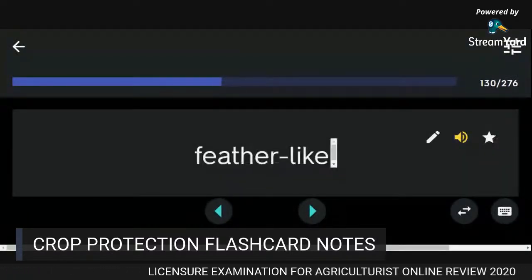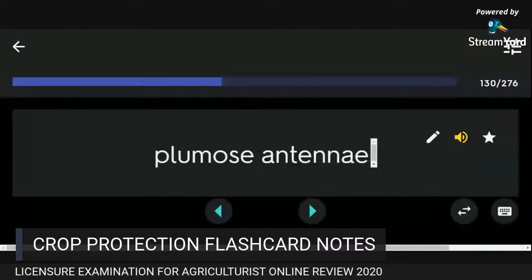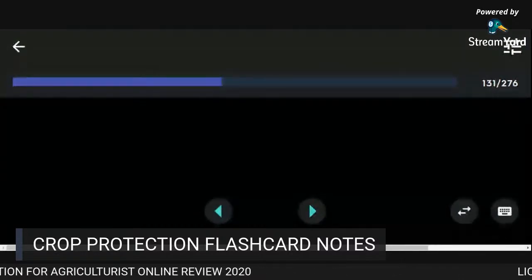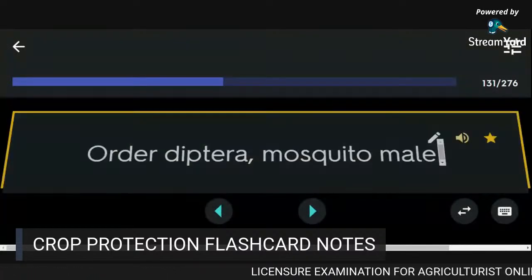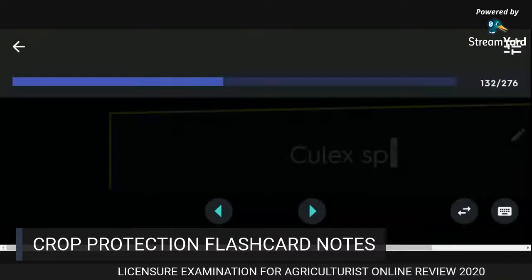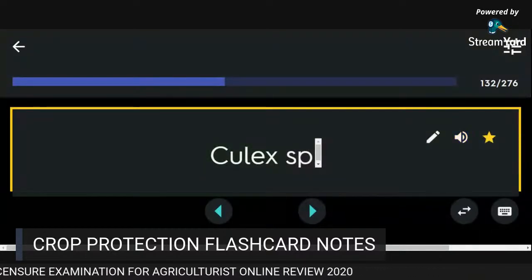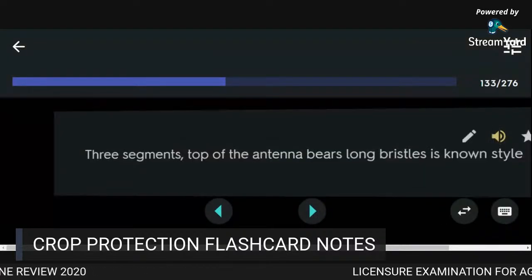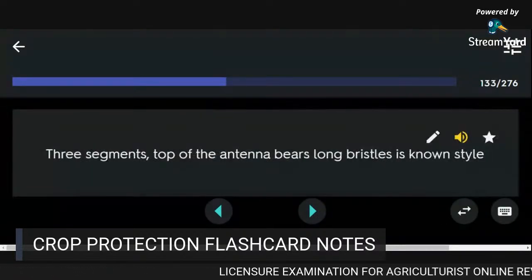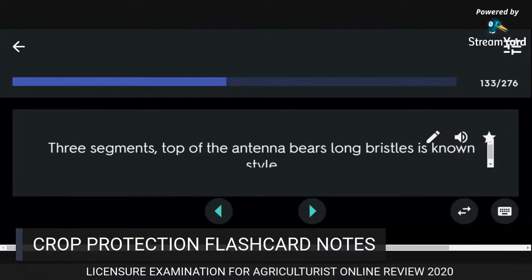Feather-like. Plumose antennae. Order Diptera, mosquito male. Culex sp. Mosquito male. Three segments. Top of the antenna bears long bristles, known as style. Stylate antennae.